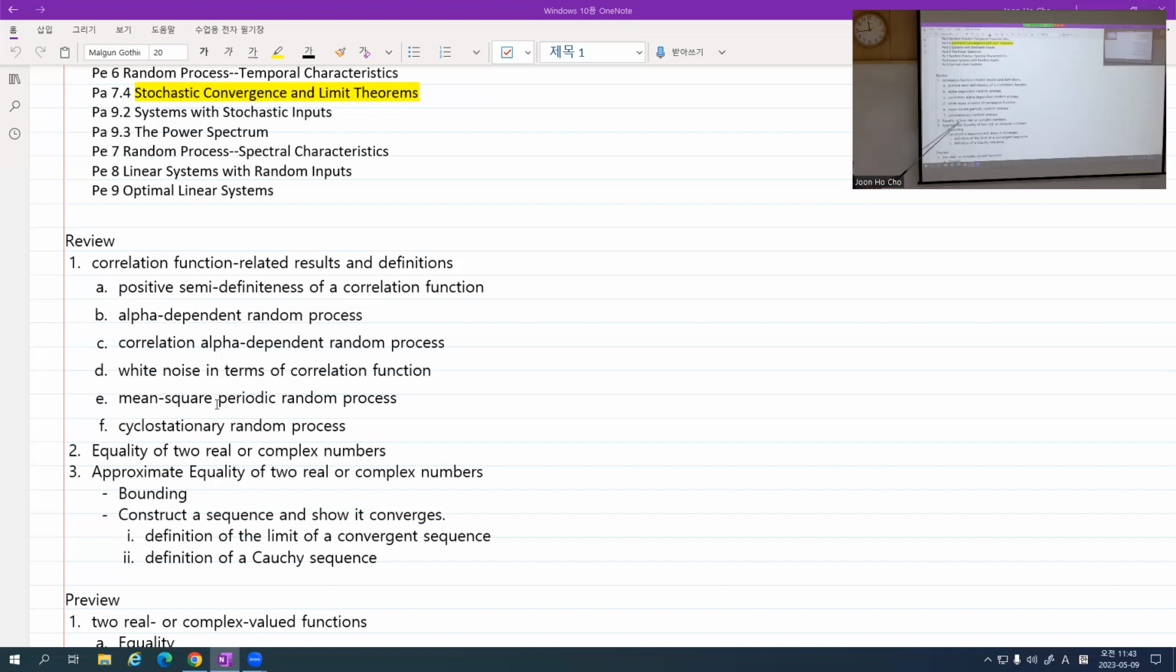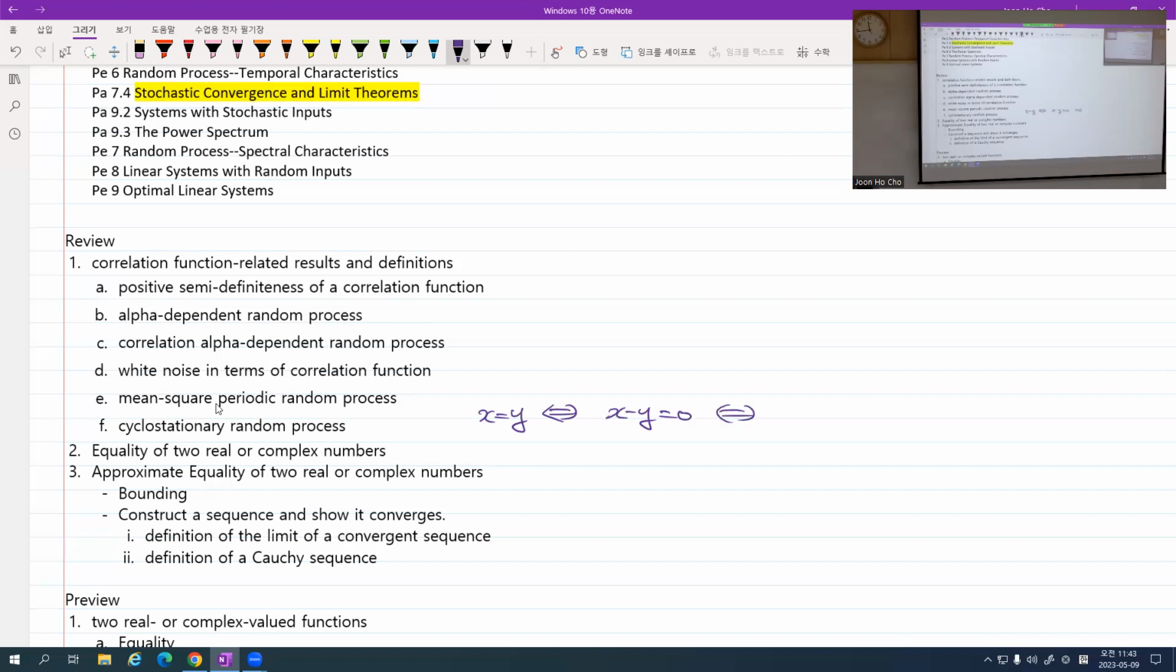First, we review the equality of two real or complex numbers. One of the things you'd better remember is that x equals y if and only if x minus y equals 0, if and only if, strangely, for every epsilon positive, the absolute difference between x and y is less than or equal to epsilon. Got it? This is a motivation of a lot of convergence definitions, like the definition of a sequence of real numbers converging to a limit, or the definition of a Cauchy sequence, and other things.